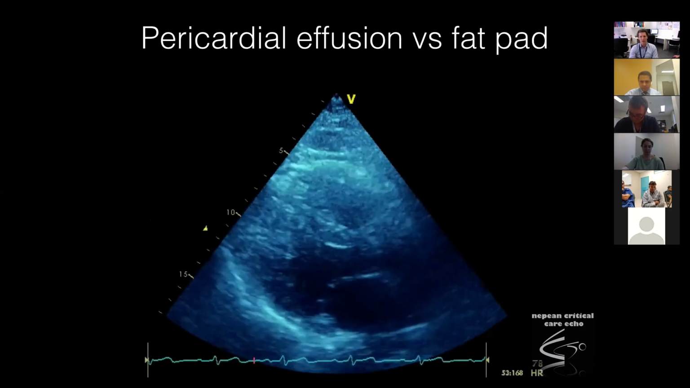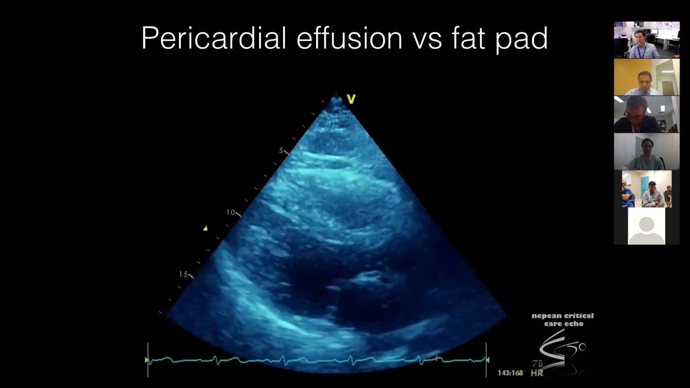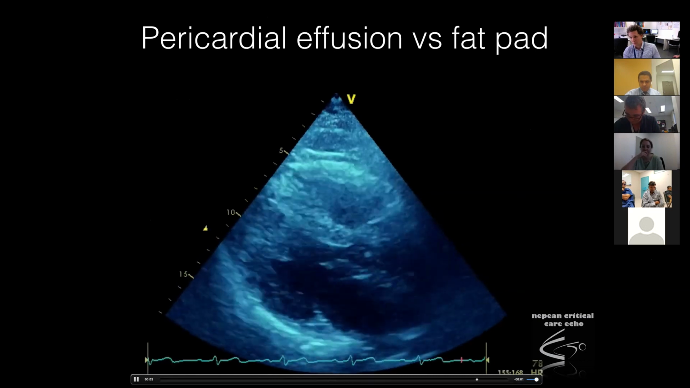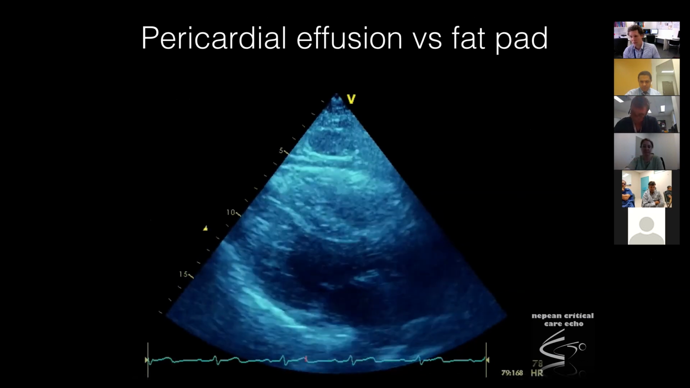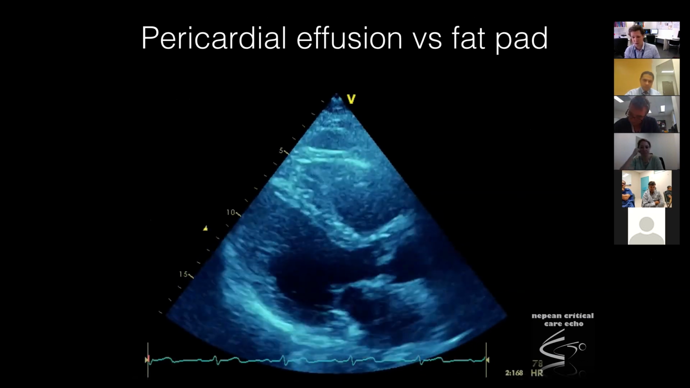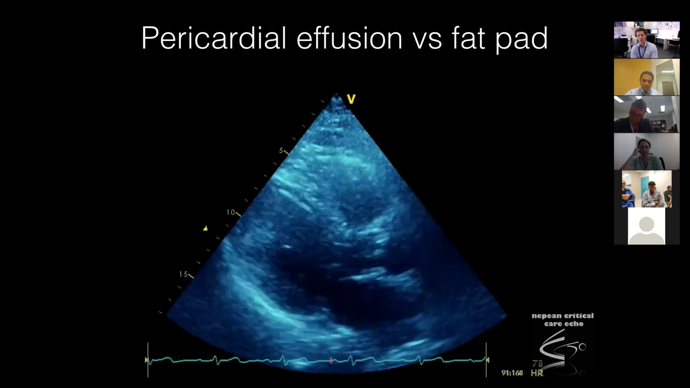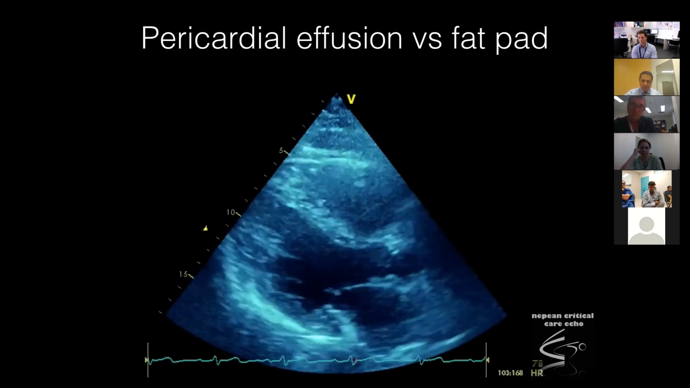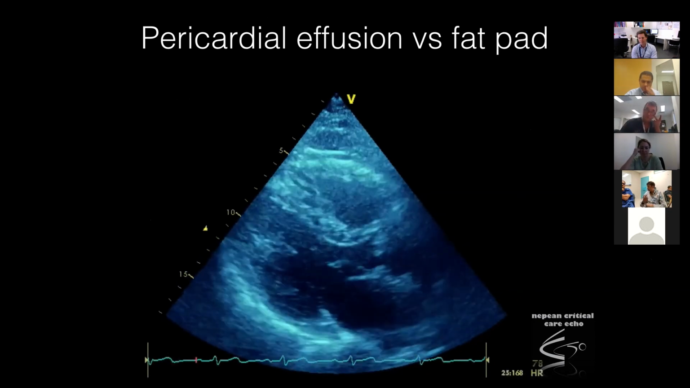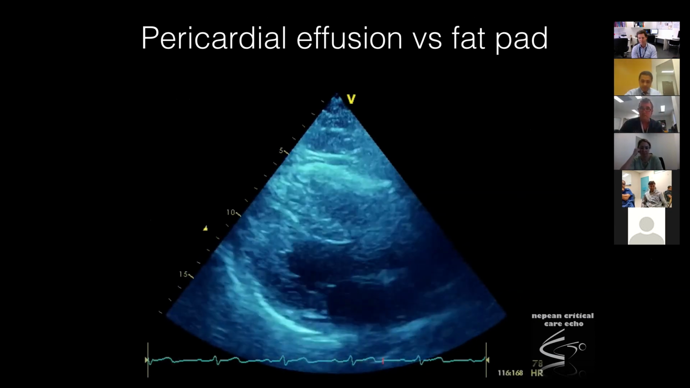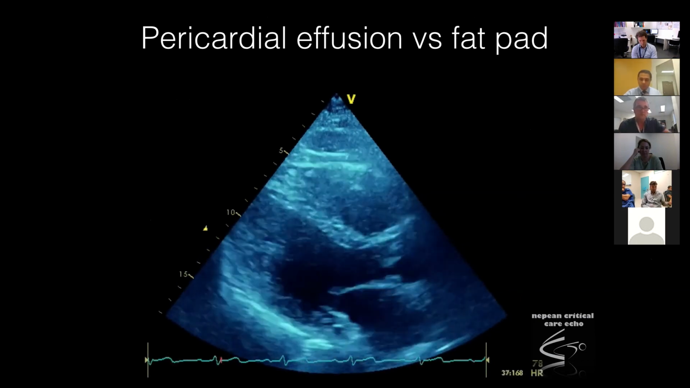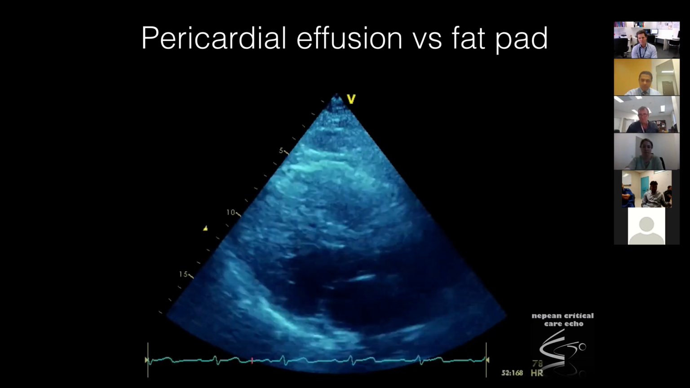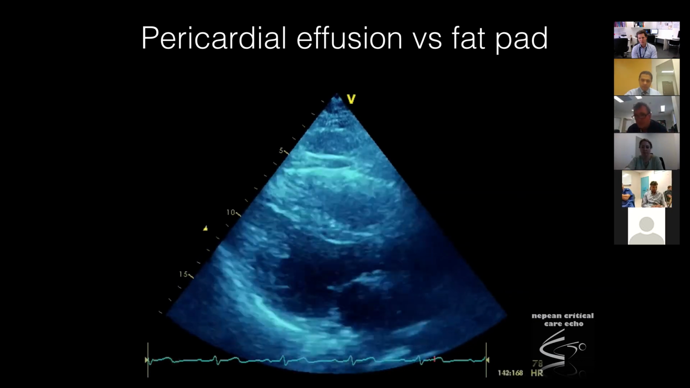How about the pericardial effusion versus the fat pad? Who have we got to go? Lee, do you want to go at this? I know you're just kicking off your echo stuff, but how would you differentiate a pericardial effusion from a fat pad? I think the fat pad should be snowier in appearance or less uniform. Yep, nice. And then I expect less variation in the thickness of it through the cardiac cycle.